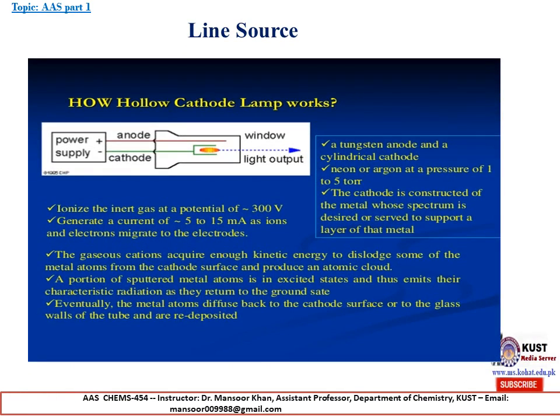The hollow cathode lamp works by ionizing the inert gas at a potential of about 300 volts, generating a current of 5 to 15 milliamperes as ions and electrons migrate to the electrodes. The gaseous cations acquire enough kinetic energy to dislodge some of the metal atoms from the cathode surface and produce an atomic cloud. A portion of the sputtered metal atoms is in an excited state and thus emits their characteristic radiation as they return to the ground state, and eventually the metal atoms diffuse back to the cathode surface or the glass walled tube and are redeposited.